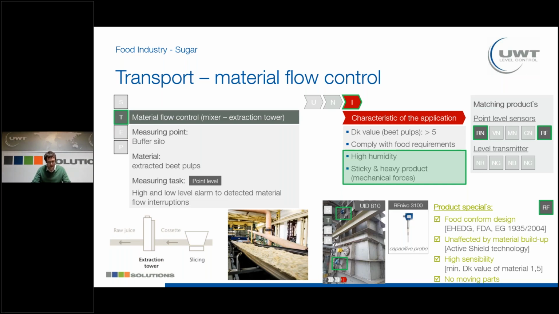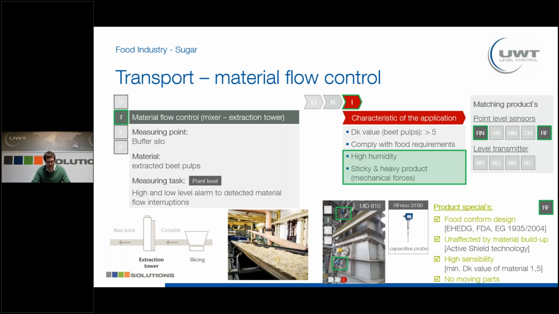So we're having here a decay value of the beet pulps of more than 5, and it also needs to be completely fluid. We do have a high humidity here, and we do have sticky and heavy products. So mechanical forces are also very high in this application. So what could also be possible is to go for an RN unit here, that would also work.